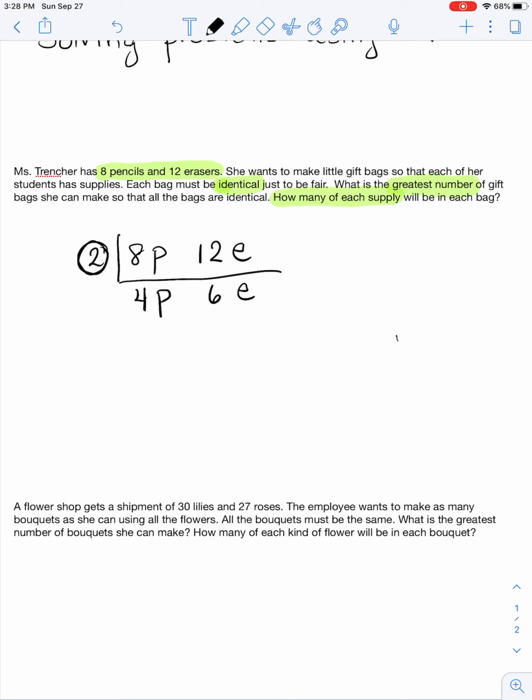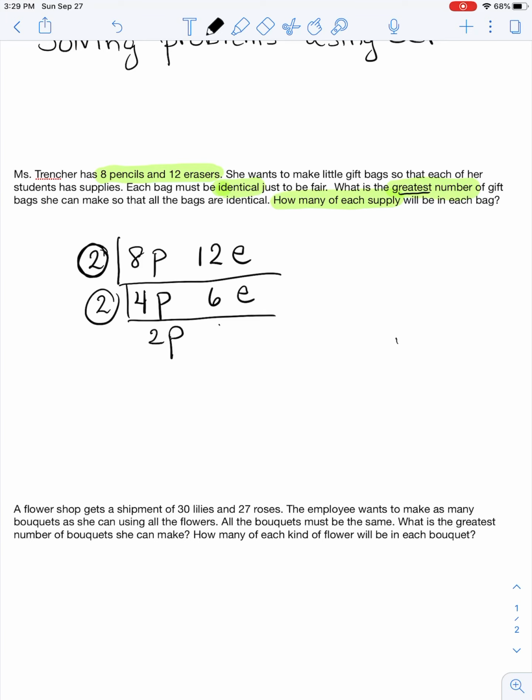And that would be fine, except the question says what is the greatest number of bags, and that's how you know you want the greatest common factor. I see that 4 and 6 are both even, so I know that I can divide them by 2 again, and 2 goes into 4 2 times, so I have 2P because I'm going to bring the pencils down, and 2 goes into 6 3 times, so that would make 3 erasers. Anything else in common other than 1? No, 2 and 3 are what we call relatively prime.